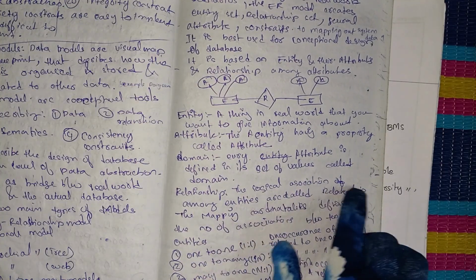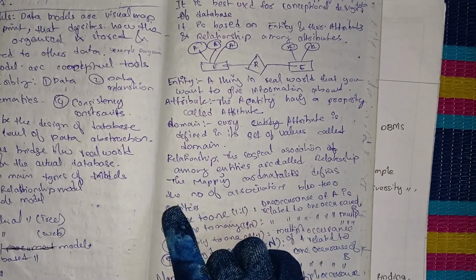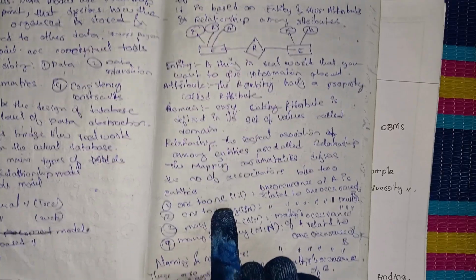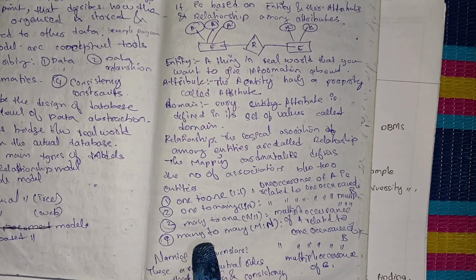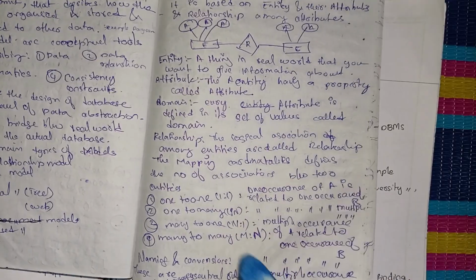And then relationship: the logical association among entities is called a relationship. The mapping cardinality defines the number of associations between two entities. There are one to one, one to many, many to one, many to many. We have discussed this already, so I am not explaining that.